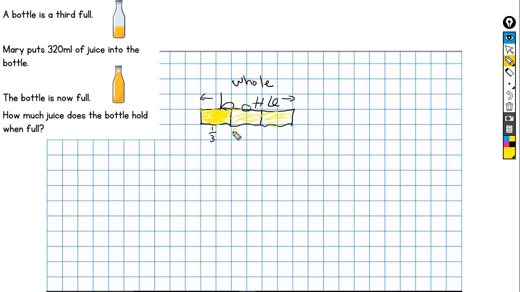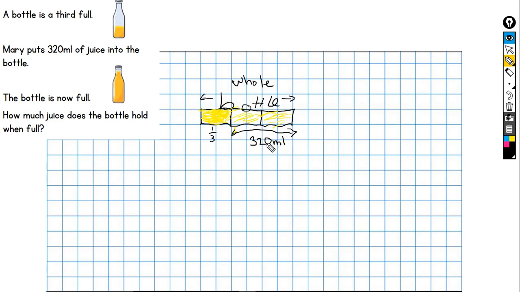So we know that, I'm going to change it to black just so that we can see it. So we know that this bit here is 320 millilitres, don't we? All right, how does that help us figure out, because we want to know how much juice the bottle holds when it's full. And we know that, well, what's that? If that's 320, how many of these equal sized pieces are 320?